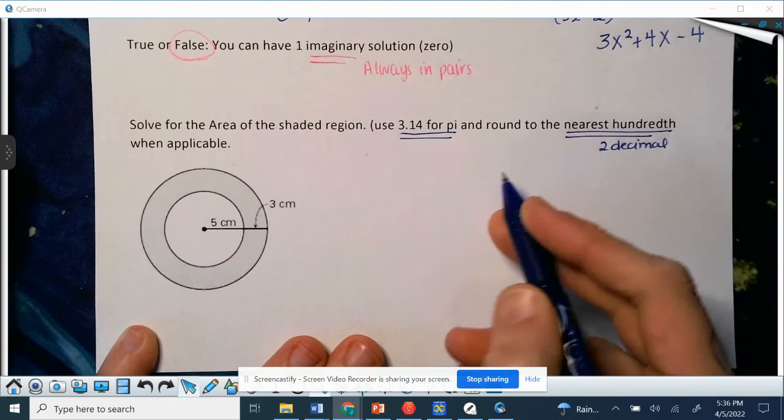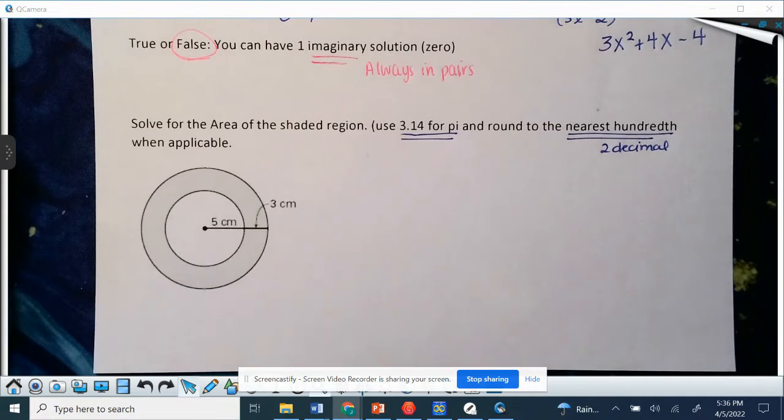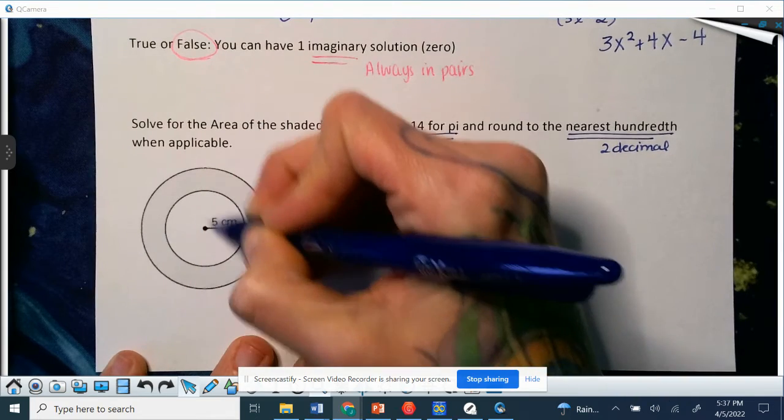So for the first one, this is just like when we were cutting out in our compound three-dimensional figures, but instead it's just flat. So we're just taking the bottom of a cylinder. I want to find the area of the entire circle, so the whole thing.